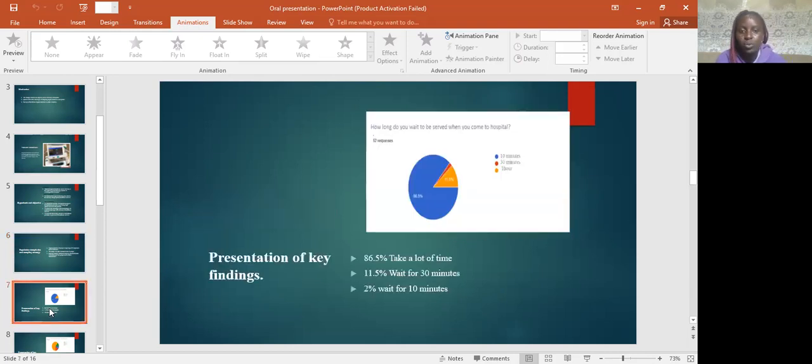So we are going to see the presentation of the key findings from the patients or the consumers or the customers. The first question was, how long do you wait to be served when you come to hospital? 86.5% said they take a lot of time to wait to be served in the hospital. 11.5% say they wait for 30 minutes, and 2% say they wait for 10 minutes.